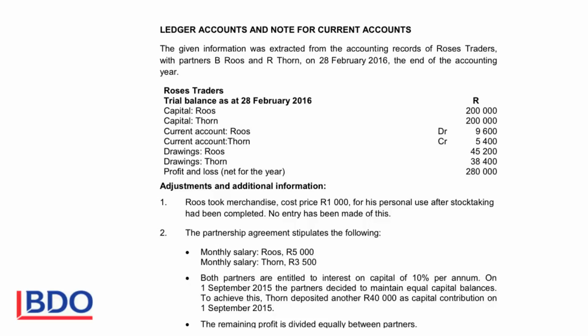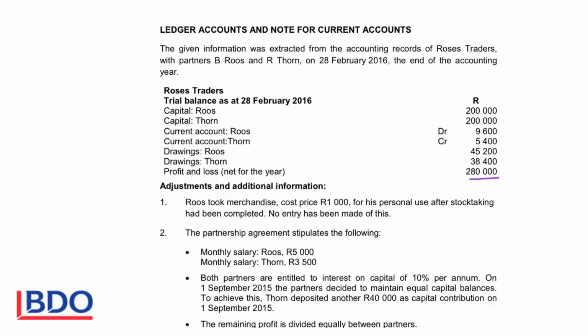The drawings account will have balances at the end of the year, because at the end of the previous year we closed our drawings account to the current account. They've already completed the profit and loss account and determined that the profit is 280,000 after all the deductions for expenses. So the 280,000 can be distributed between the partners according to the partnership agreement.